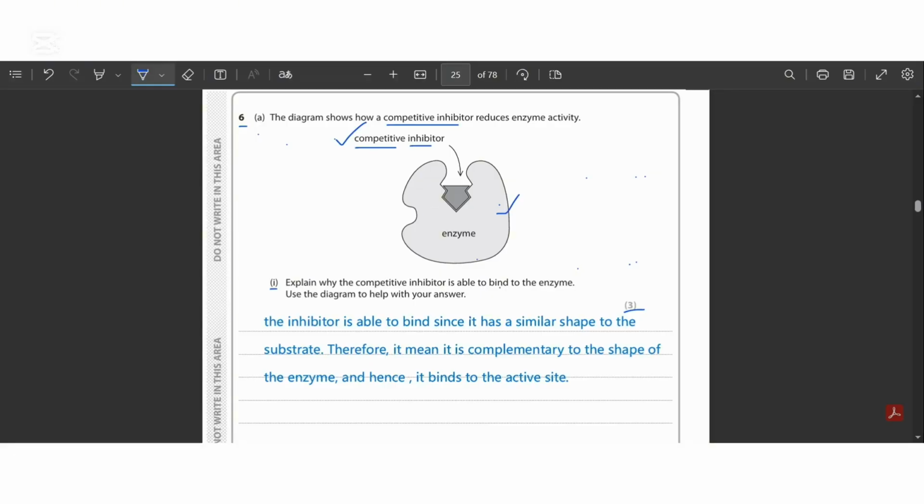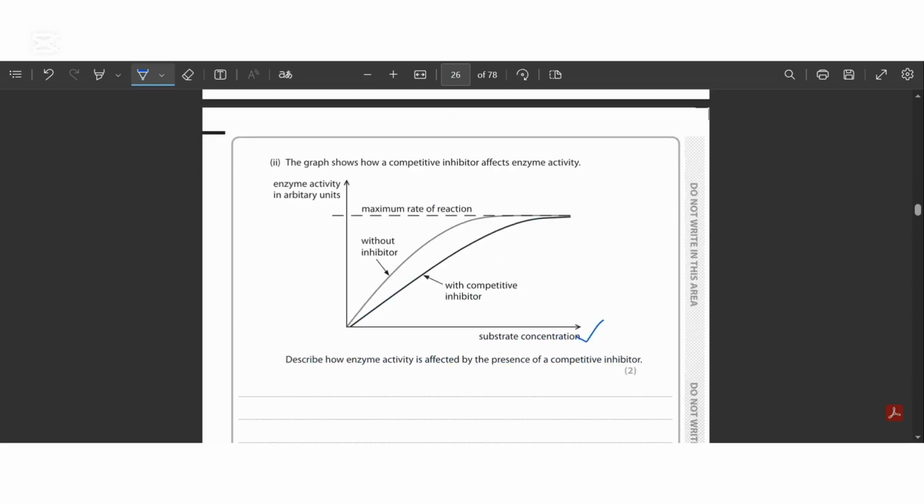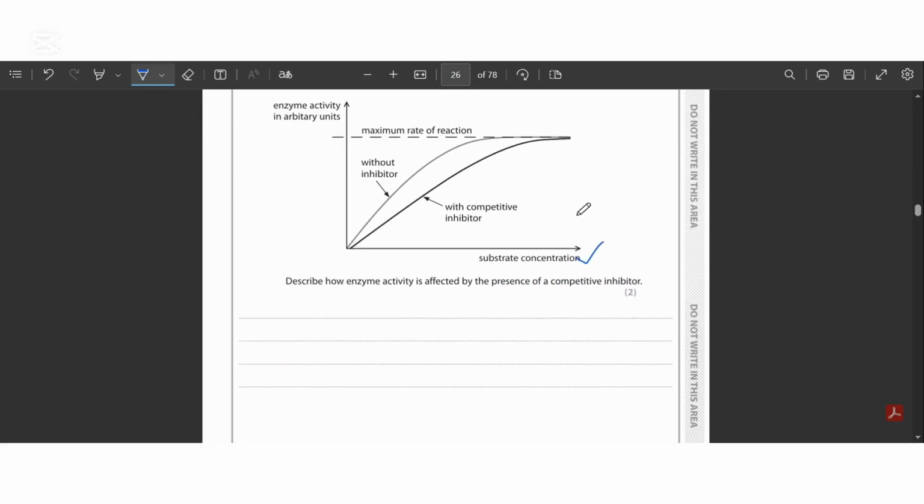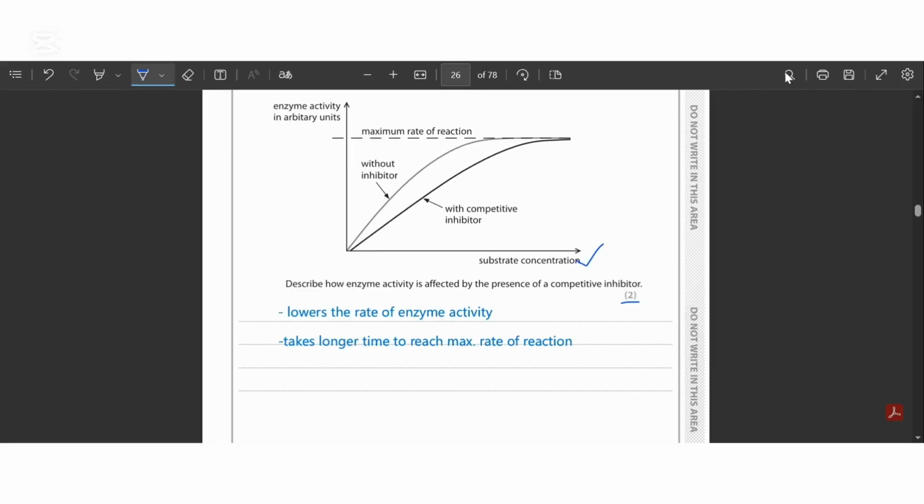So unless and until it has moved away, the substrate cannot fit in, which means the reaction will take place, but it will be delayed because of the inhibitor. As you can see its effect right over here. So here the question says describe how enzyme activity is affected by the presence of a competitive inhibitor. It is a two-marker question, so let's answer this. As you can see, I have answered over here.